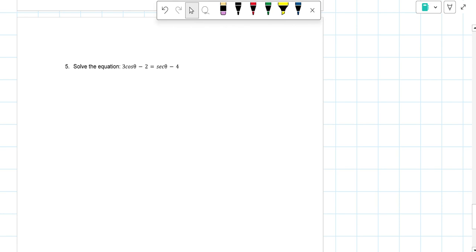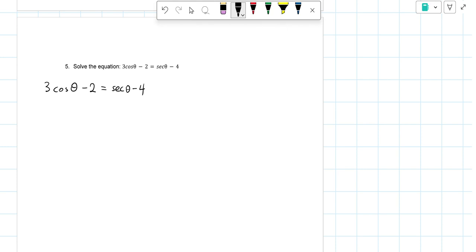Final question. This is kind of a kick, in my opinion, for this question. So let's give it a try. 3 cosine of theta minus 2 is equal to secant theta minus 4. So in this case, I have a cosine appearing and I have a secant appearing.